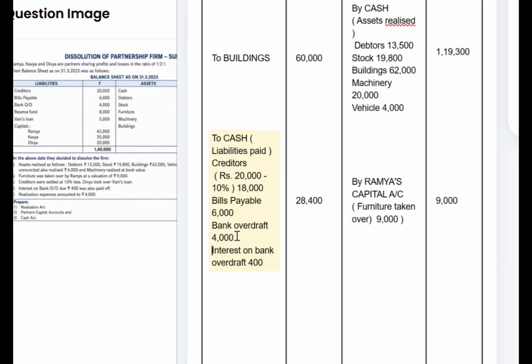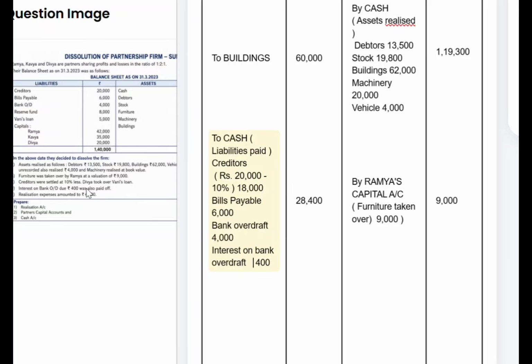So bills payable will be 6,000, bank overdraft will be 4,000, and along with this, there is also an interest on bank overdraft which is to be paid off at rupees 400. So the interest paid off will be 400. That is an additional liability that is paid off. So the total liabilities that is paid is 28,400.